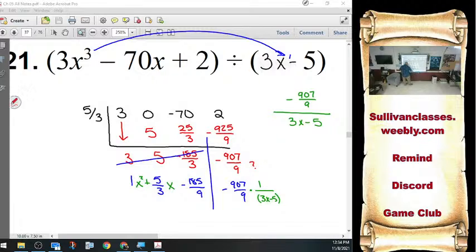So my result is x squared plus 5/3 x minus 185 over 9 minus 907 over 27x minus 45. Distribute the 9 into the denominator.